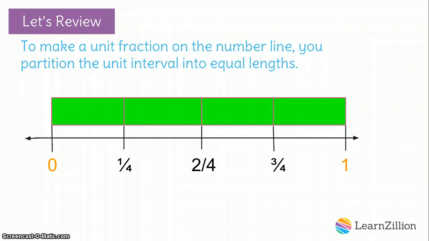To make a unit fraction on the number line, you partition the unit interval into equal lengths. If you look at this number line, the unit interval is 1/4. The intervals between 1/4 and 2/4, 2/4 and 3/4, and so on, are all the same distance. This can continue past 1 as well.